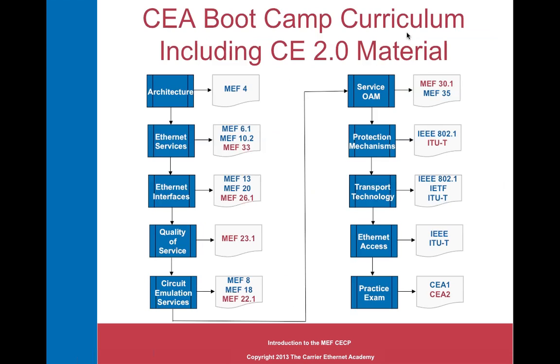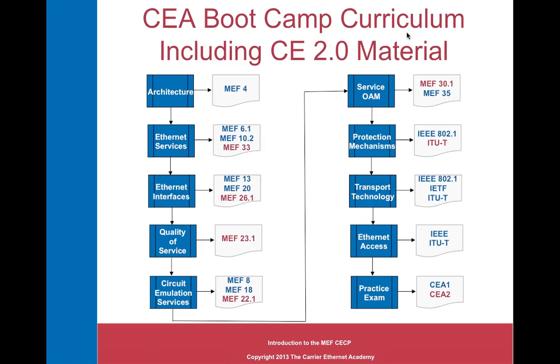The Ethernet interfaces, the UNI, the ENNI, that you can find in MEF 13 and MEF 26. MEF 23.1 is a spec that came out in CE 2.0, which is one of the most important specs developed by the MEF. It's about classes of service, standardized classes of service, standardized performance objectives.